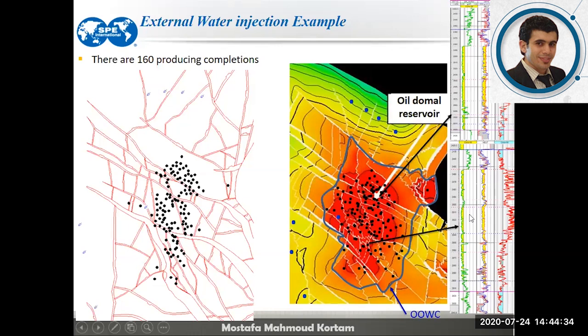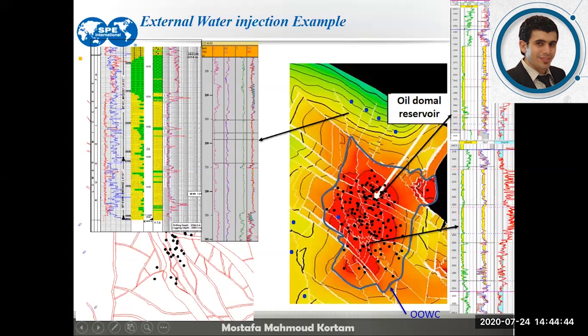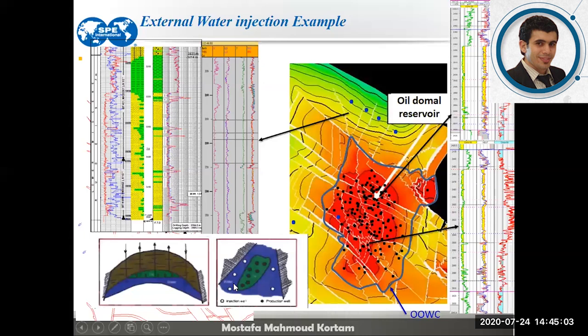So this represents the sand, the density neutron, and that is resistivity. This is the oil water contact, where the water is coming upward, moving from bottom to up. And those are the injection wells, placed in the down structure in the deep aquifer part. So it's a perfect example of a typical external water injection, where you are injecting in the aquifer, not intended to be closer to the oil water contact.